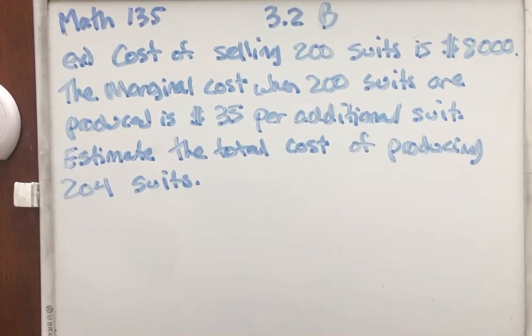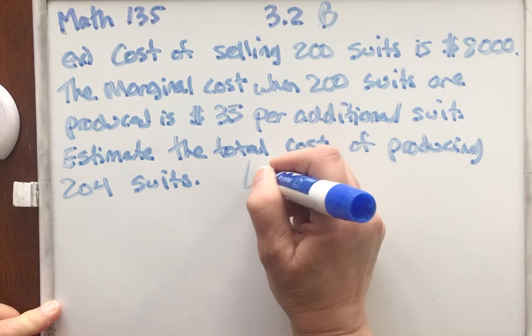3.2b. Here's an example. The cost of selling 200 suits is $8,000. The marginal cost when 200 suits are produced is $35 per additional suit. Estimate the total cost of producing 204 suits. Now we could do this logically.